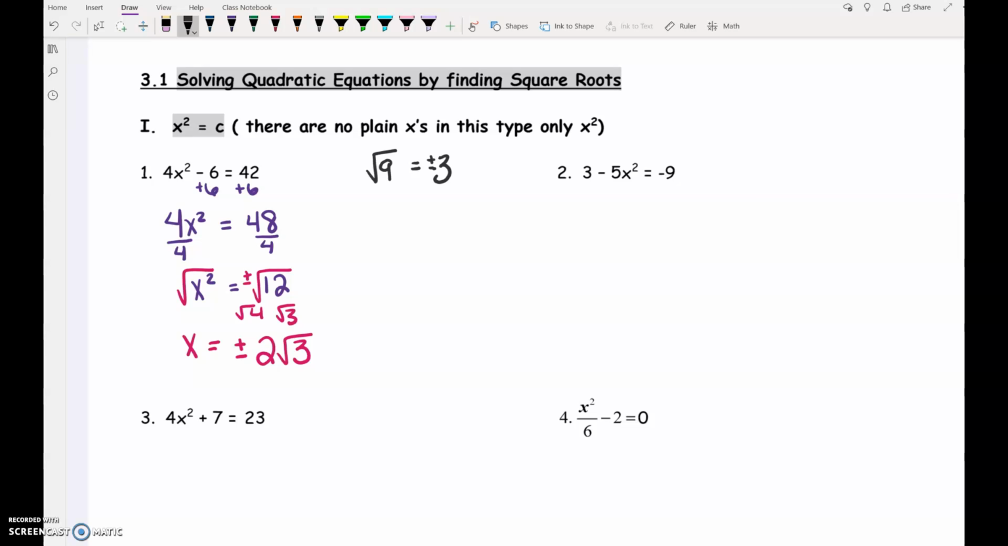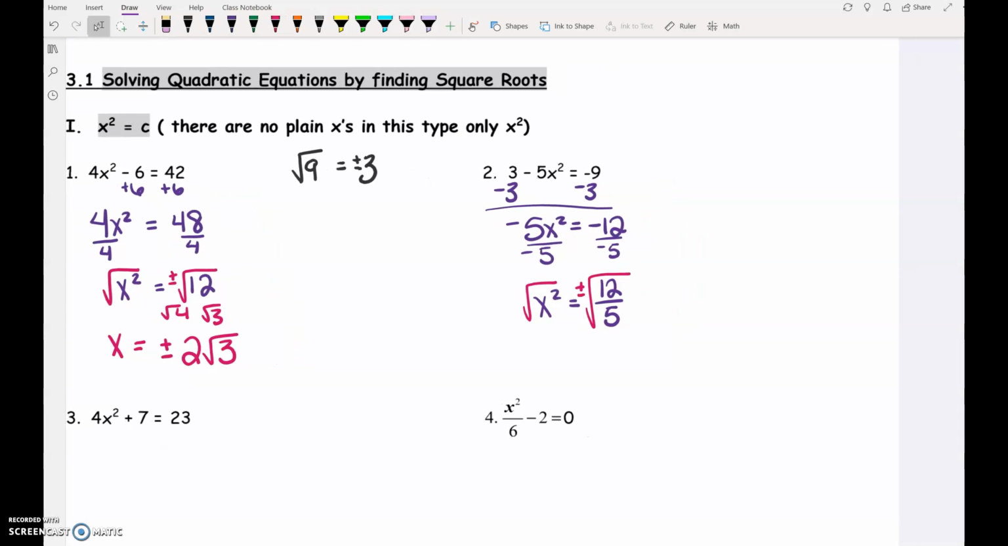All right, let's look at number 2. What would you do first? Subtract 3. So negative 5x squared equals negative 12. Divide by negative 5. X squared equals positive 12 fifths. And I would leave it as that fraction because yesterday we learned how to deal with radicals with fractions, so we can totally do this. No big deal. To get rid of the square, we square root and stick a plus minus in there.